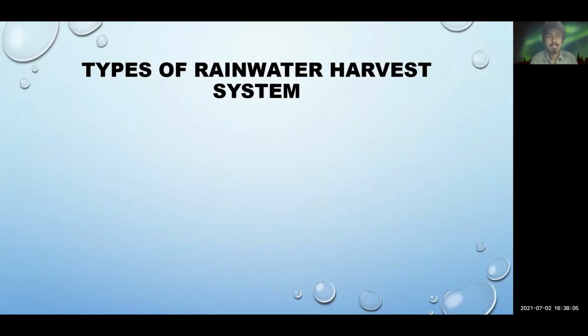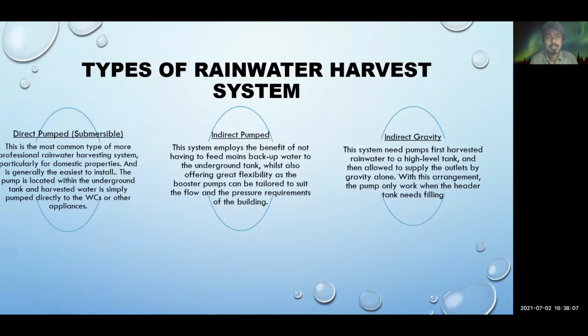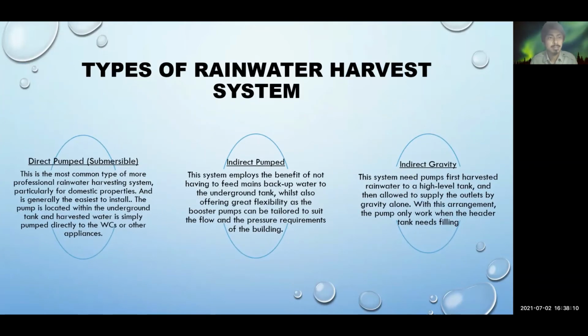Okay, for the next slide, we have three types of rainwater harvesting system. The first type is the direct pump submersible. This one, direct pump submersible, is normally the common practice for our country, and I believe for other countries and other areas also, this one is the common practice.